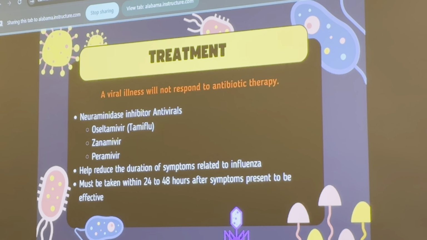So if we are gonna treat it and we are in that window of time, we're gonna use some antivirals. Your most common one is your oseltamivir. That's gonna be your Tamiflu. Now I got two other ones listed for you there. A viral illness will not respond to antibiotic therapy. Keep that in the back of your mind. I'm gonna highlight it in red as well. We're not giving antibiotics for antiviral type stuff.